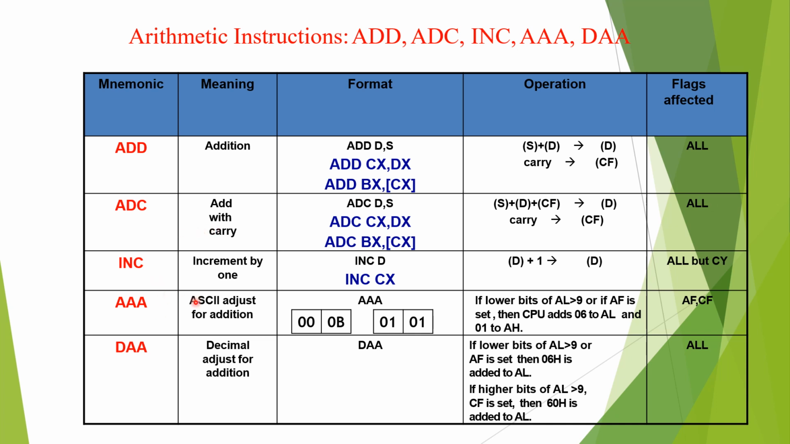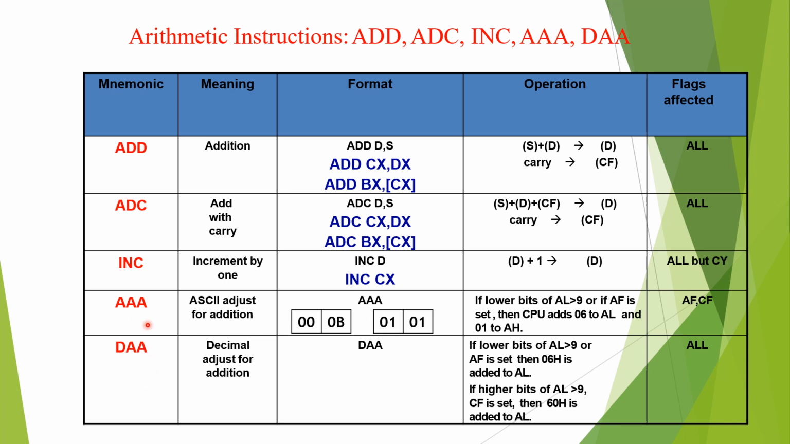Then the next instruction is increment instruction. The mnemonic is INC. So INC stands for increment by 1. So increment destination, that is the format INC D. So example is INC CX. So CX will be containing a value, a content. That data will be incremented by 1. That is added with the 1 in the LSB. So you can get the output. So you can see here the destination data is added with 1 and you're storing that in the destination. So here all of the flags get affected but not carry.